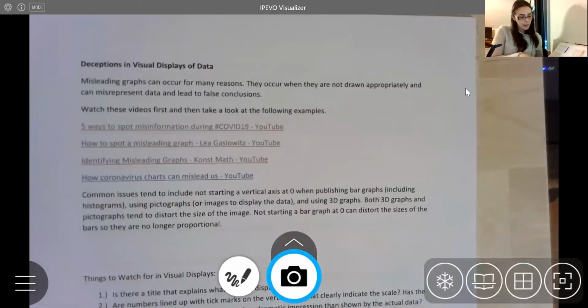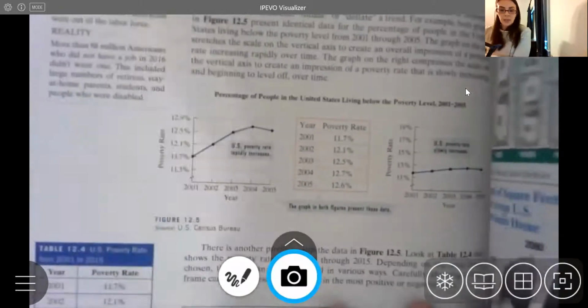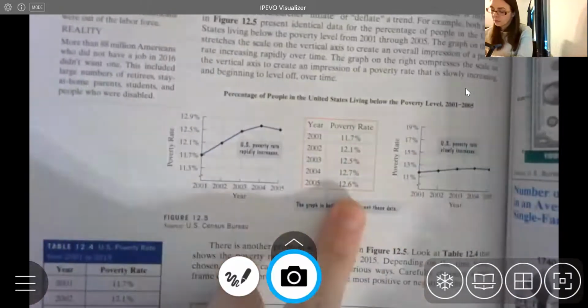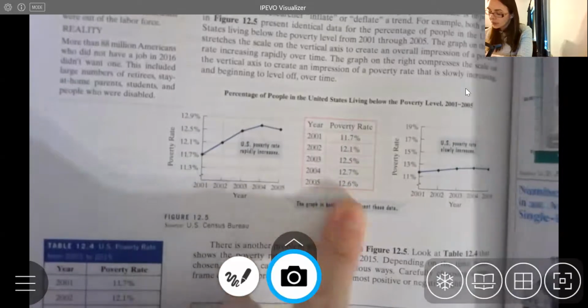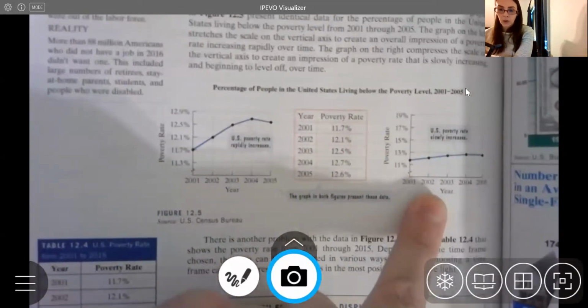And then let me show you a couple things here in your book. I'm just going to bring your book over to the camera. Okay. So here are some examples. This one looks at poverty rate, and you have the percents. And you can see here how the two different y-axes totally change what the data looks like, right?